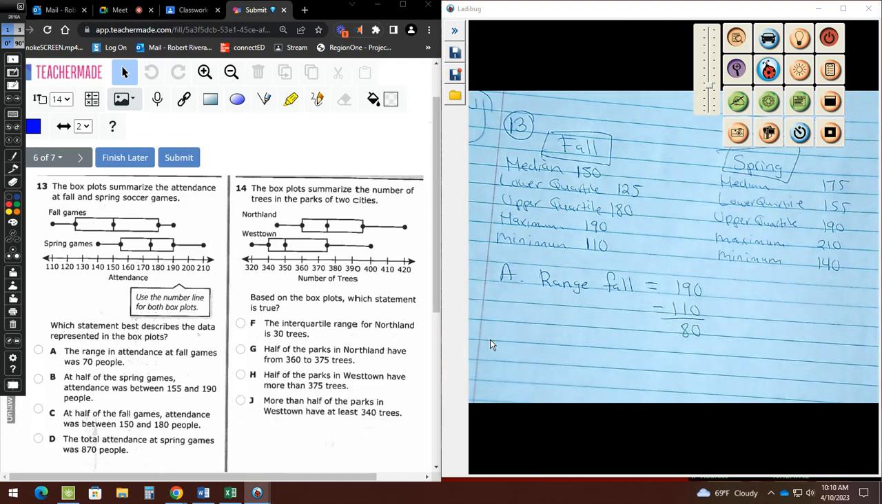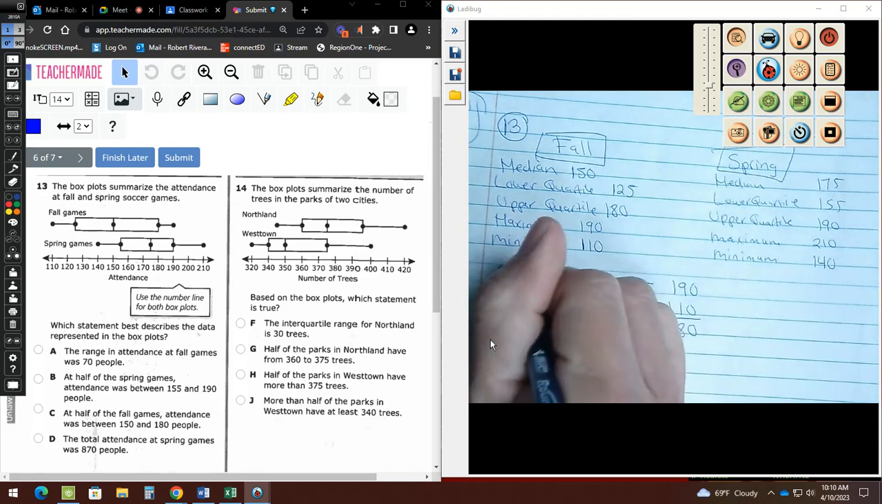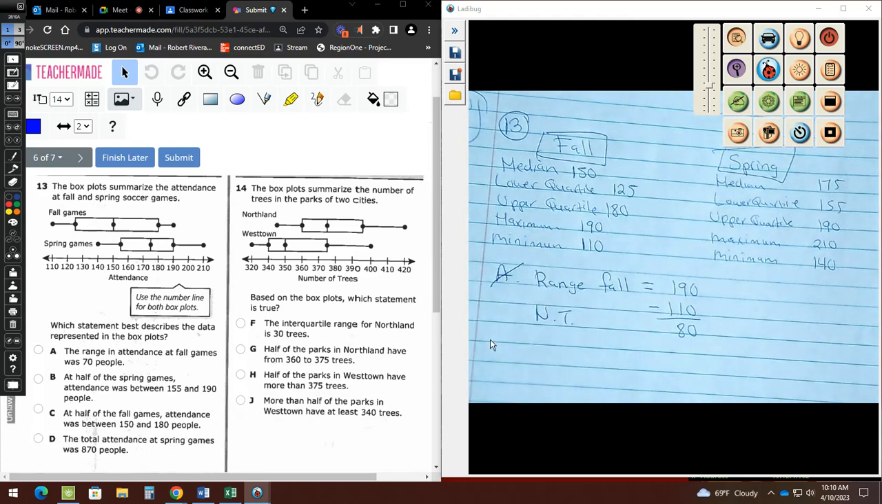Yes? And letter A says that the range should be, so is it true or false? Not true. Now write down letter A because they want one that's true. When it says best represented, it means true. Just so you know.